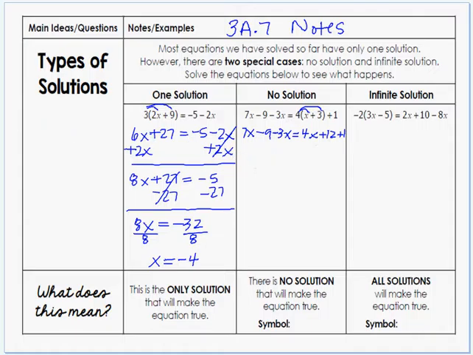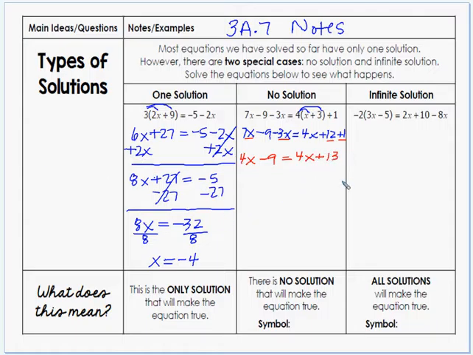Now I'm going to start combining my like terms. So I'm going to combine the x's that I have on this one side. And I'm going to combine the 12 and the 1 that I have on the other. So 7x minus 3x leaves me with 4x. And then I still have a minus 9. And this is equal to 4x plus 13.